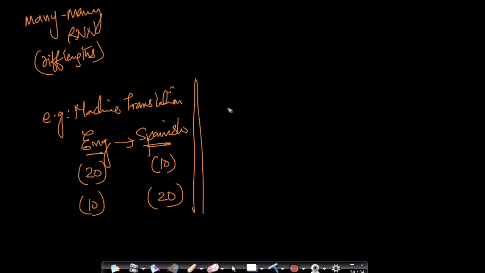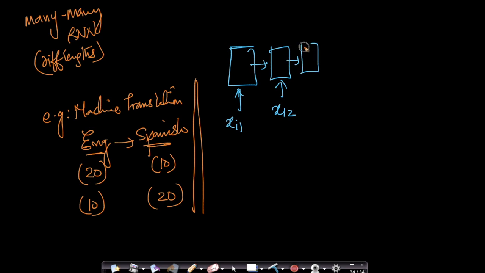Now, how does the architecture look like? So you basically have your inputs first. So first you input everything, xi1, xi2, xi3. I'll just draw a simple example. Okay. Now, suppose your input is, let's say, length 4.